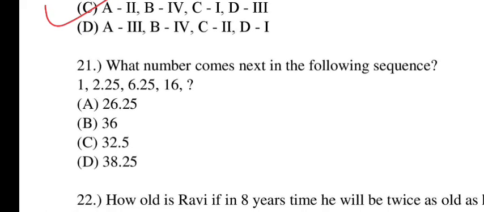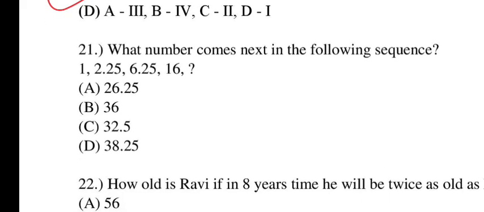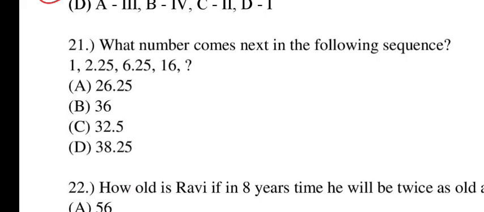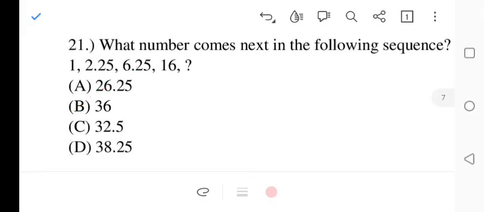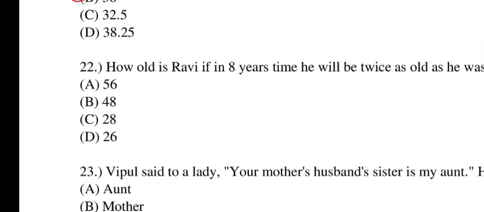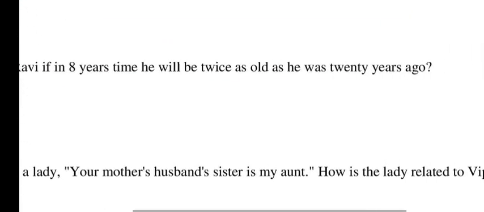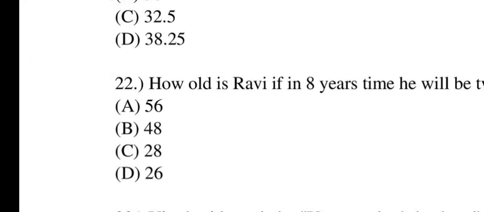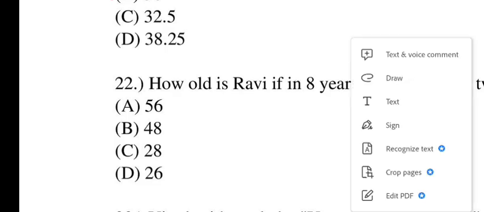Question 21 says, what number comes next in the following sequence? 1, 2.25, 6.25, 16, then what? Options: 26.25, 36, 32.5, 38.25. The correct answer will be B, 36. Question 22 says, how old is Ravi if in 8 years' time he will be twice as old as he was 20 years ago? Options: 56, 48, 28, 26. It will be B, that is 48.